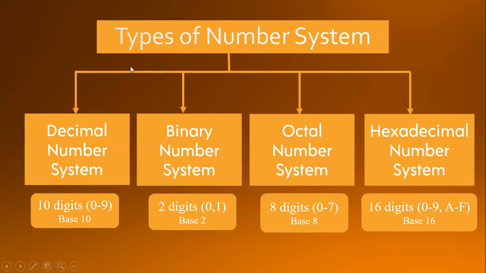So we have four types of number systems: decimal numbers having 10 digits, binary numbers having 2 digits, octal numbers having 8 digits, and hexadecimal numbers having 16 digits. According to its digits, its base will be mentioned.